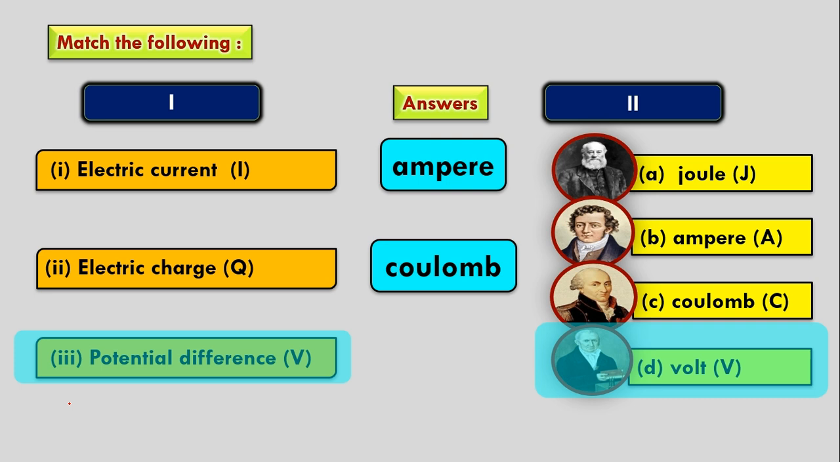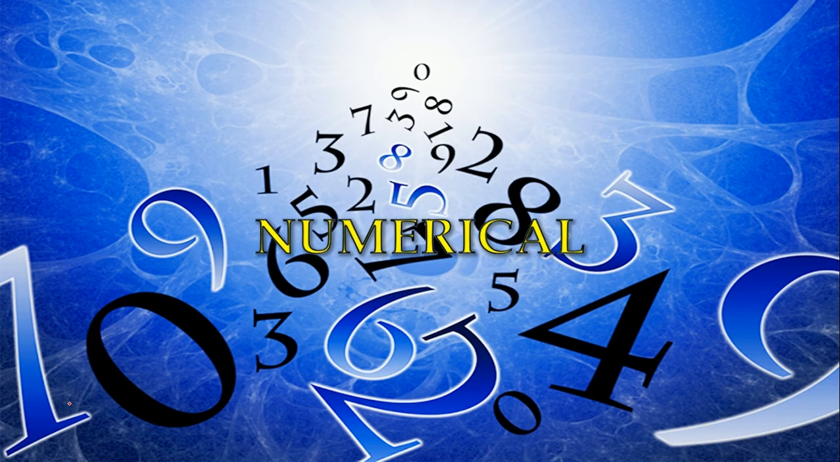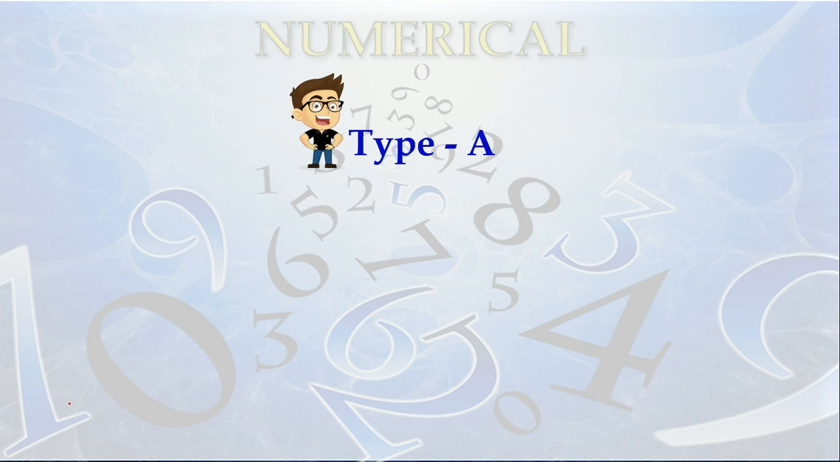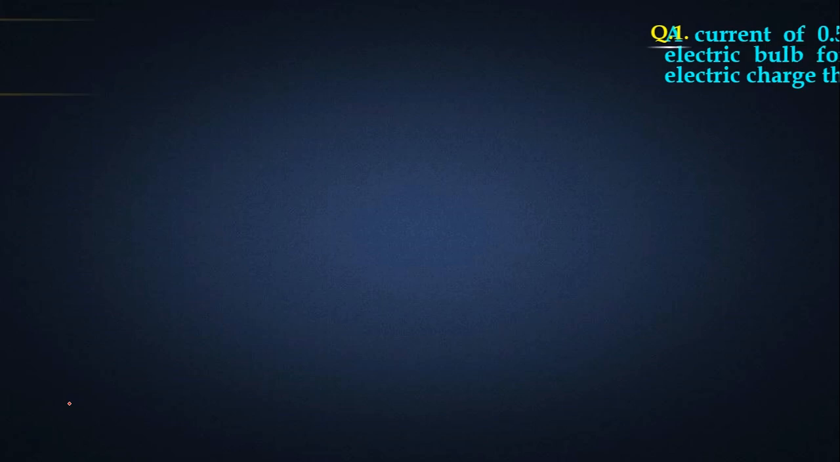And joule is for work. Joule is for work. Okay, now we'll discuss a few numericals based on this concept. The type A questions are based on Q is equal to IT, or W is equal to VQ, or V is equal to W by Q, or I is equal to Q by T, and then Q is equal to Ne formula.